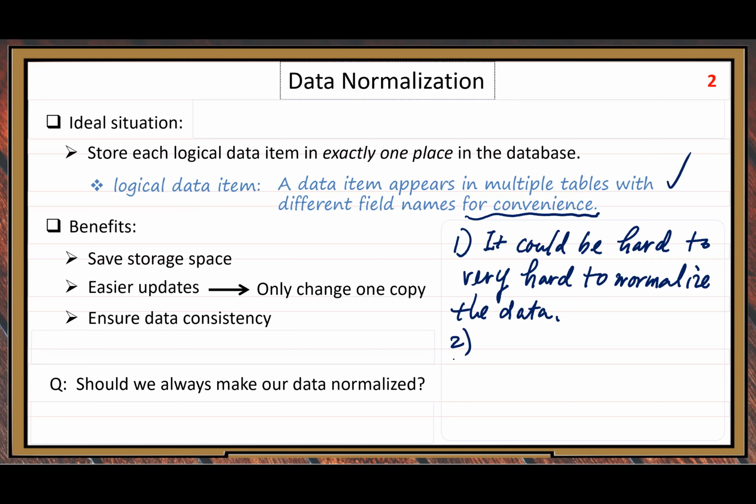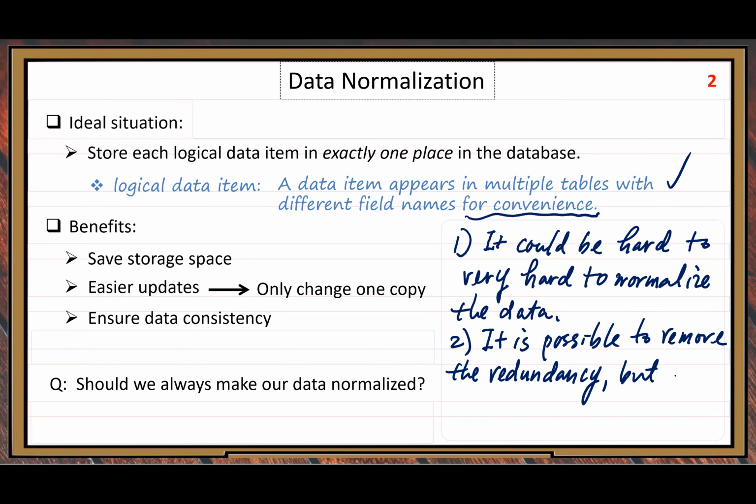The second situation: it is possible to remove the redundancy, but we still choose not to remove it. Let me explain this situation.